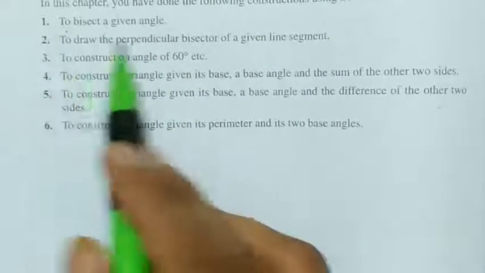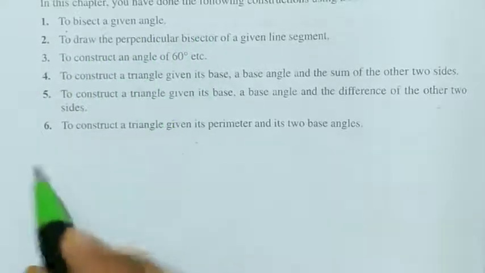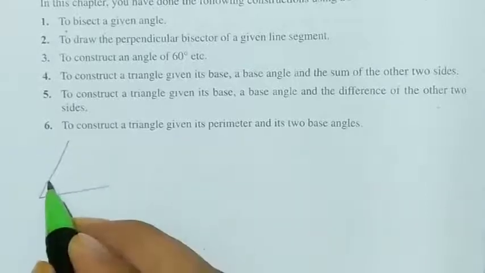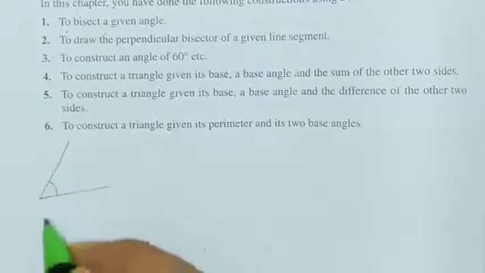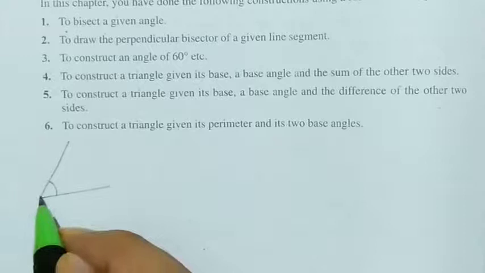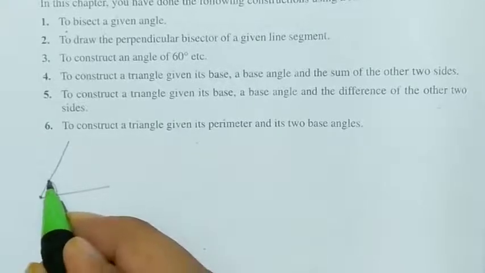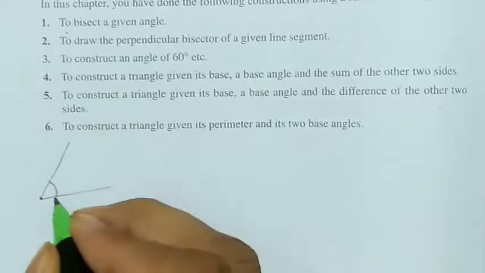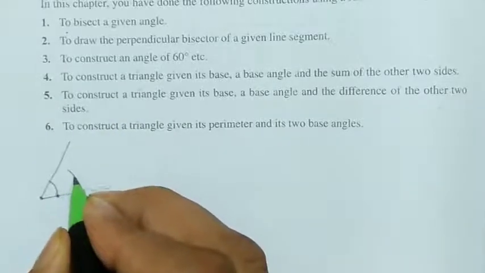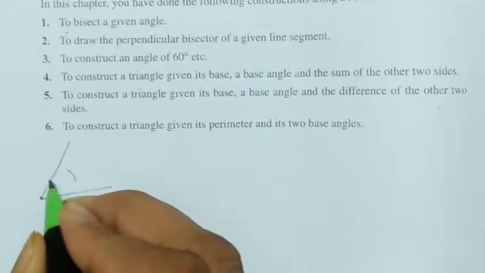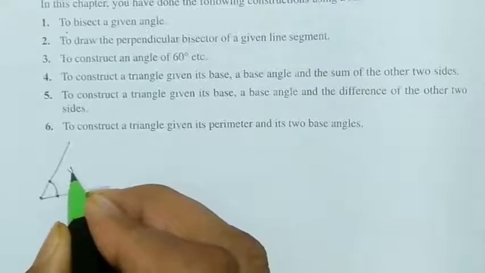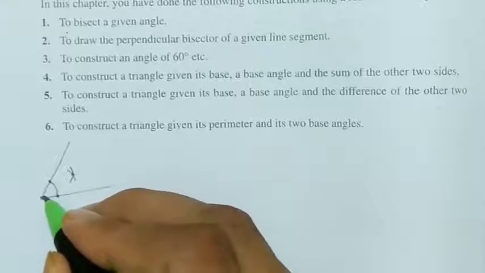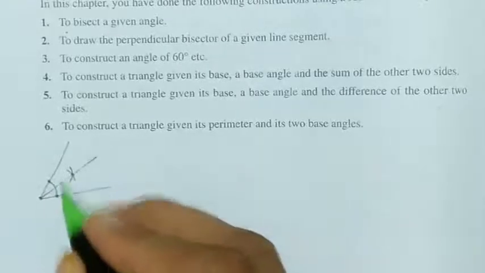The first point is to bisect a given angle. Let's say any angle is given. So to bisect this angle, first from this vertex you will draw this arc, like this way, and from here just cut any one point, and from this cut this. Whatever intersection point you are getting, just join this vertex with this intersection point, and that will be bisected.